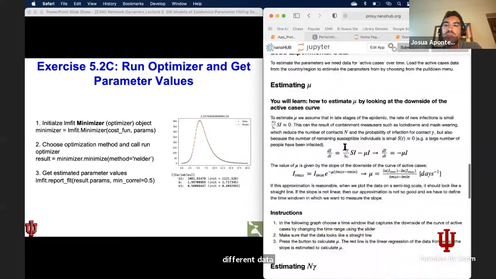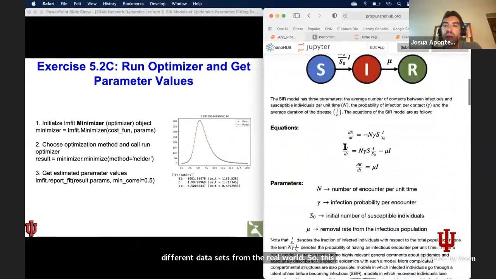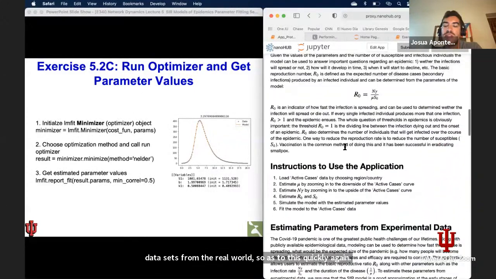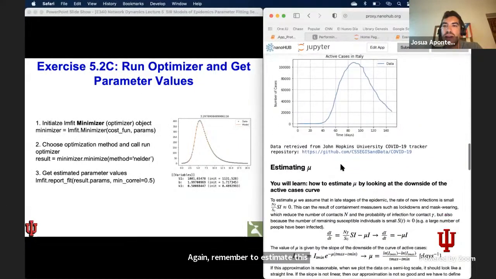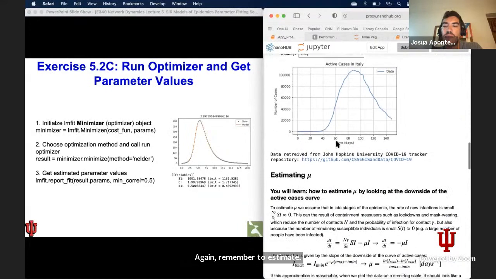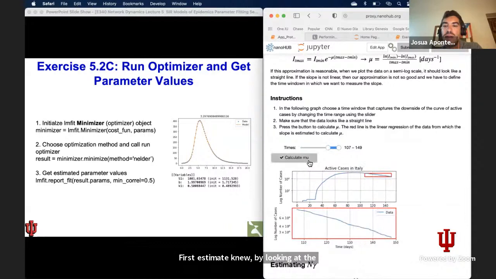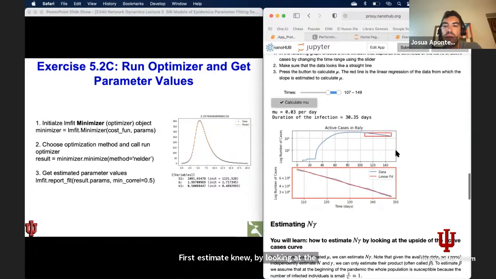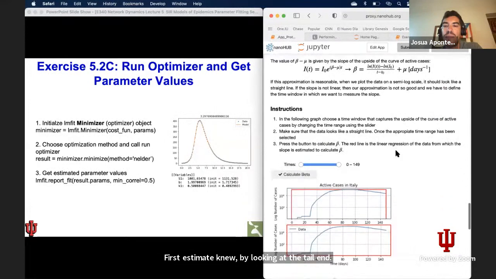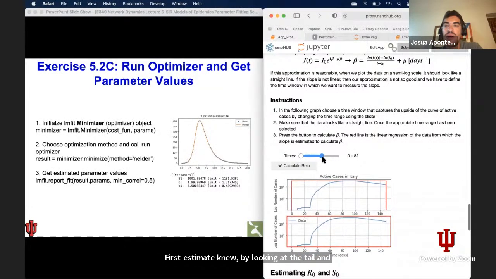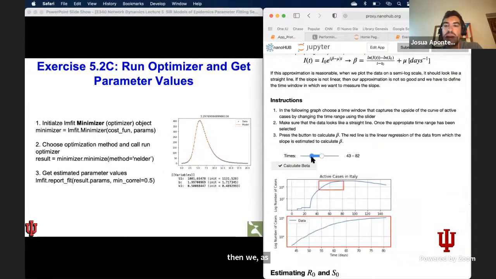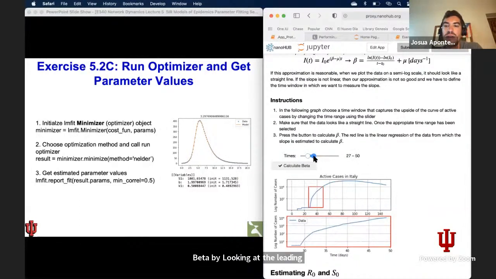So let's do this quickly again. Remember to estimate. Let's do it with the case data from Italy. First, estimate mu by looking at the tail end. Then we estimate beta by looking at the leading edge.